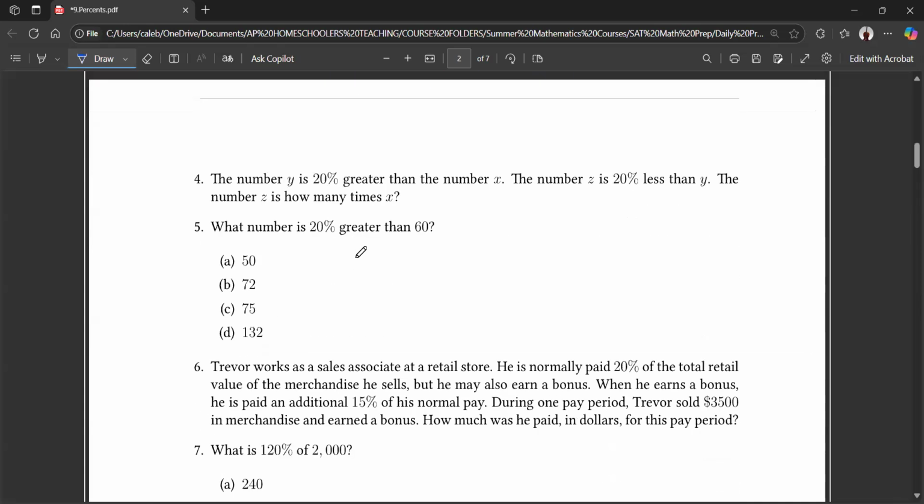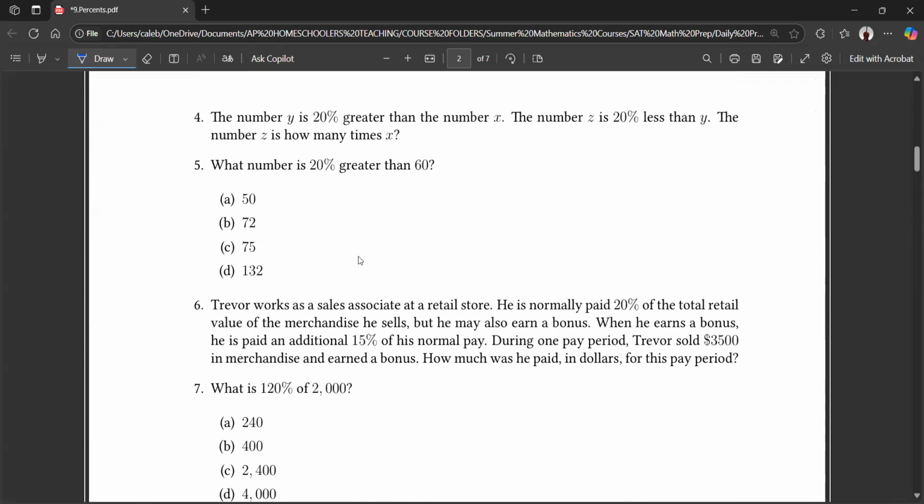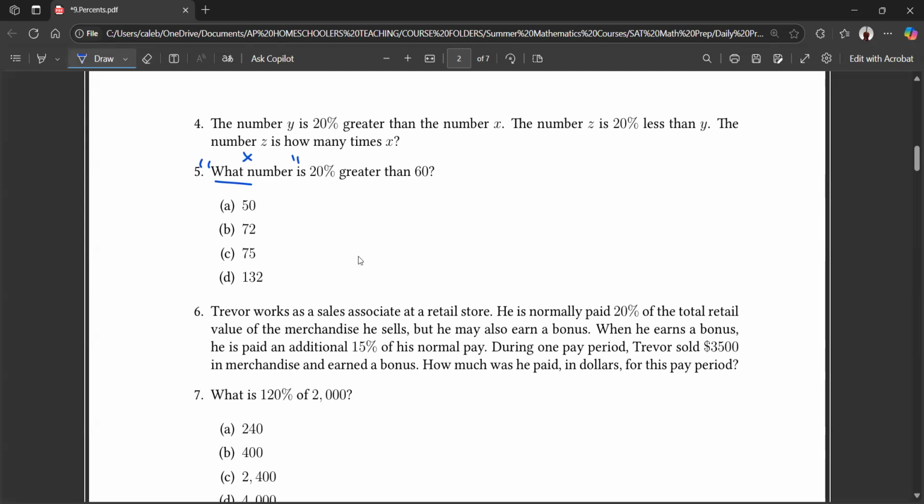Let's look for, oh, lovely. Look at this. We have a greater than problem. What number is 20% greater than 60? Okay, so whenever you see this what number language, that just means you're gonna have a variable. So let's call that what number x. This number x is means equals. So what number is 20% greater than 60? Okay, so how do we handle this greater than 60?